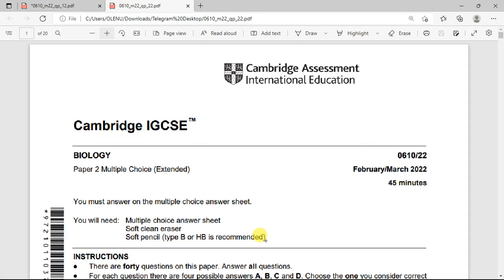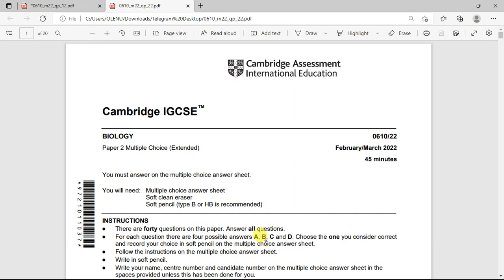This is also a February-March paper for extended. February-March 2022 extended paper 2.